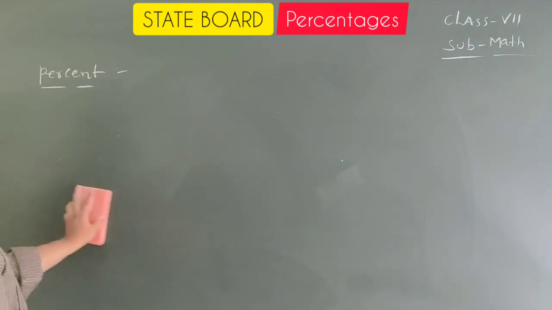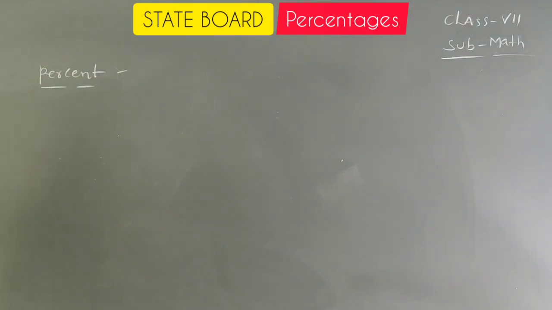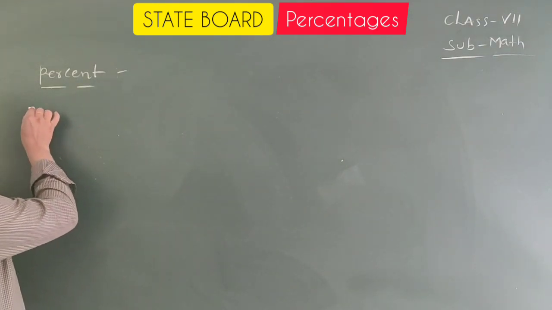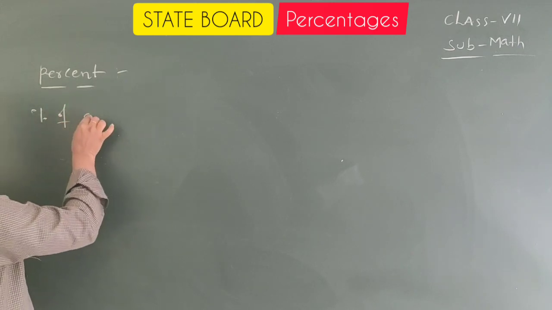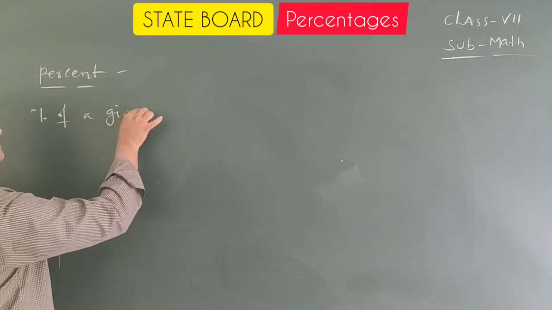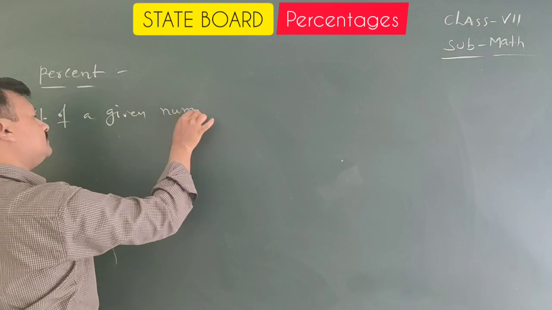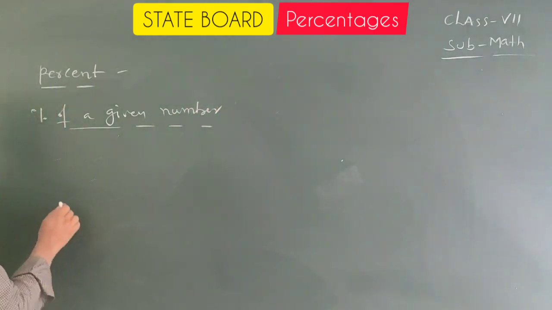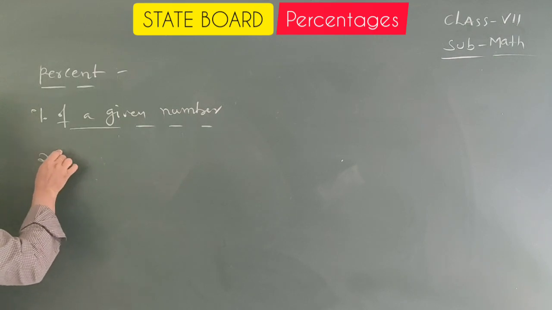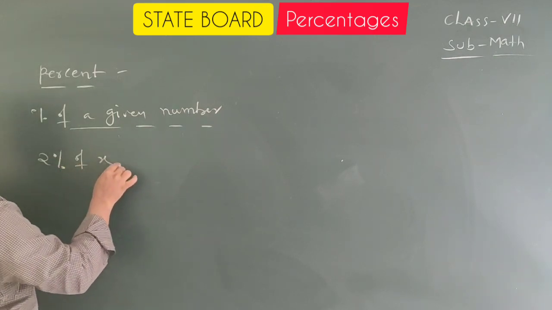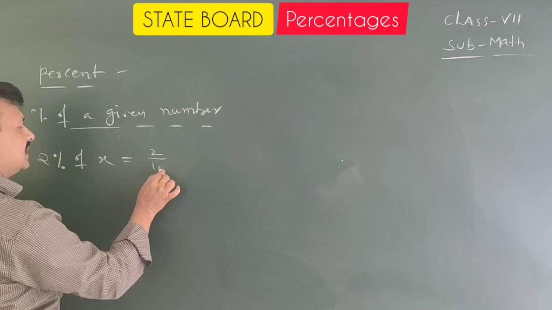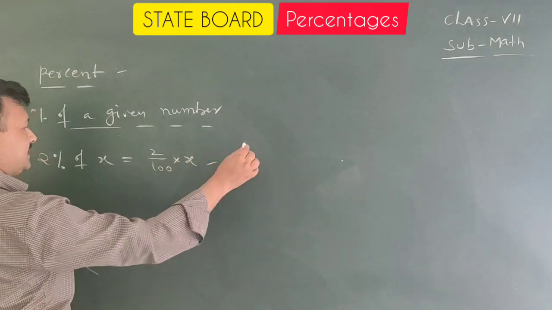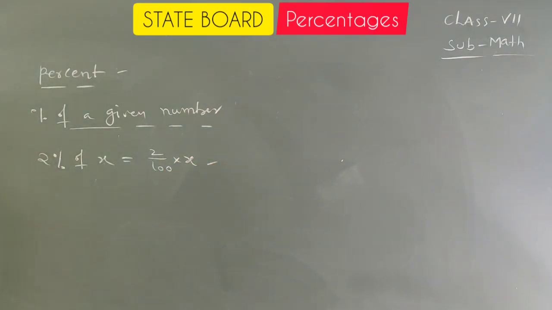Next, percentage of a given number. Percent of a given number. Then 2% of x equals 2 by 100 into x. Percent of a given number is 2 by 100 into x.